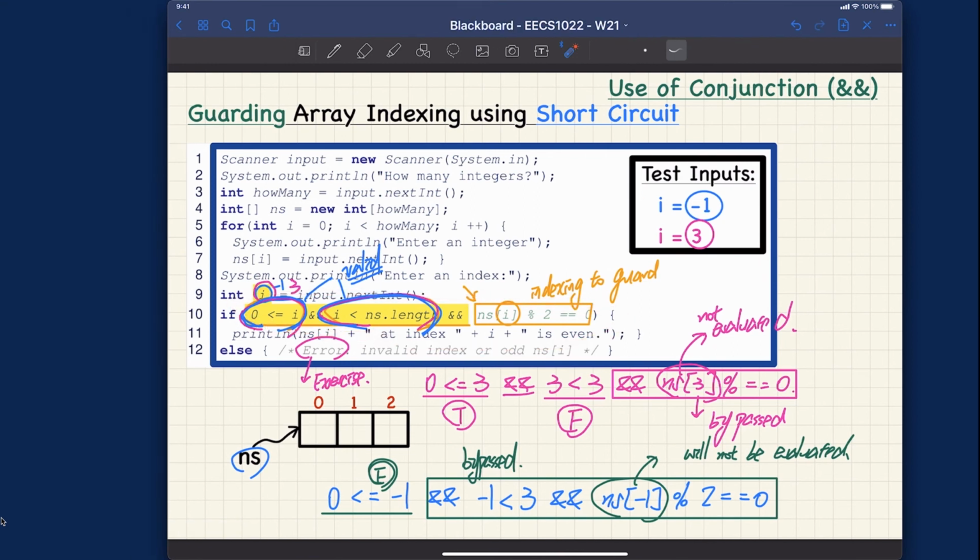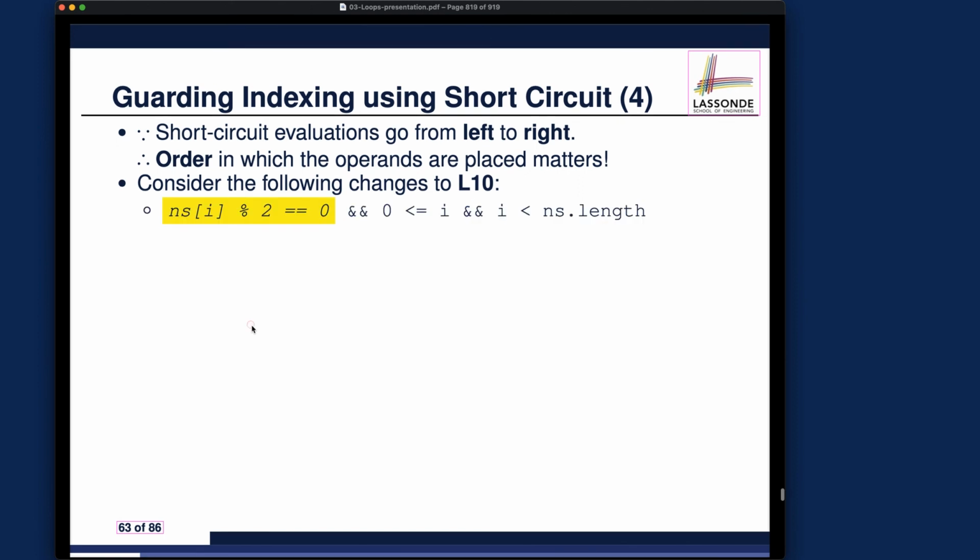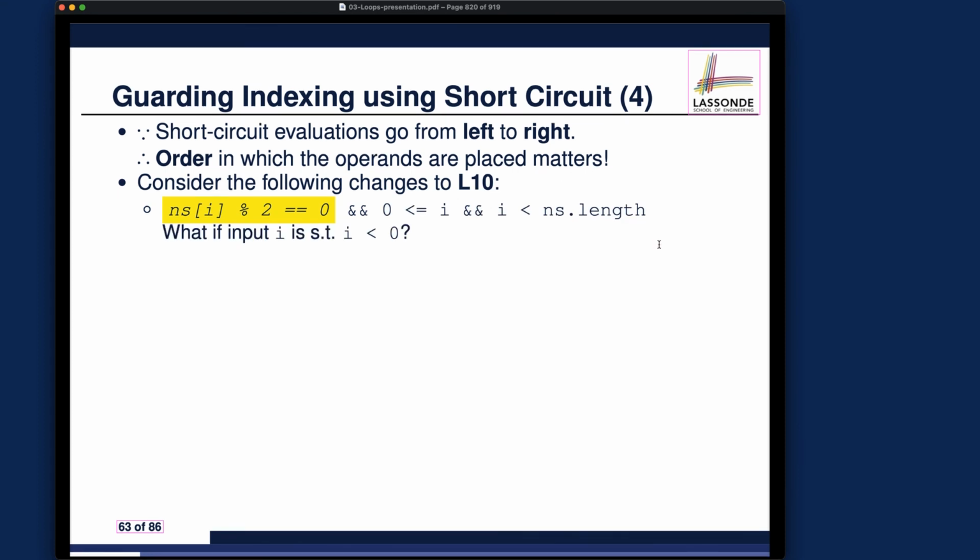What if we change that to, for example, this? If we simply put the expression to be guarded right at the front, and then those guarding constraints after that, apparently it would be too late, right? So what if input i is such that it's less than 0? Less than 0 is actually supposed to make this one false. But before you can evaluate this, you would already have crashed, right? So it would be a crash.